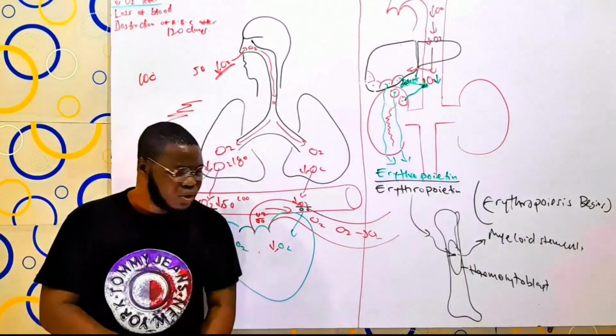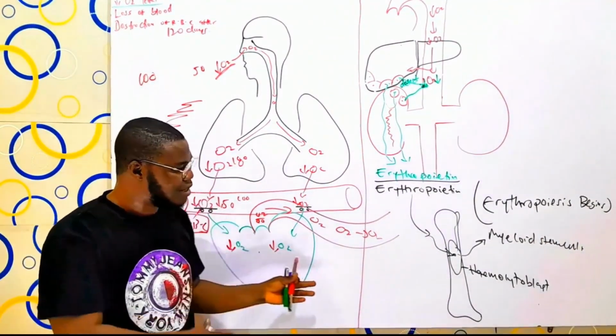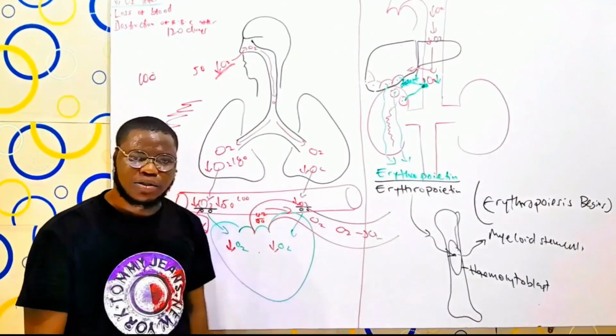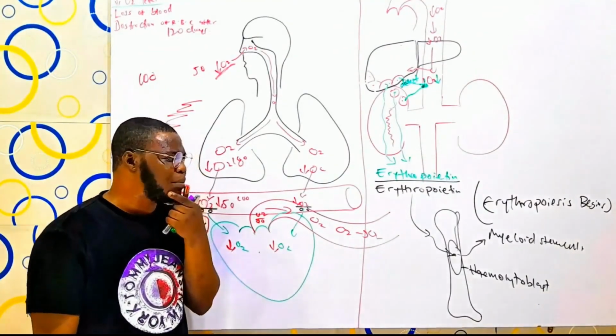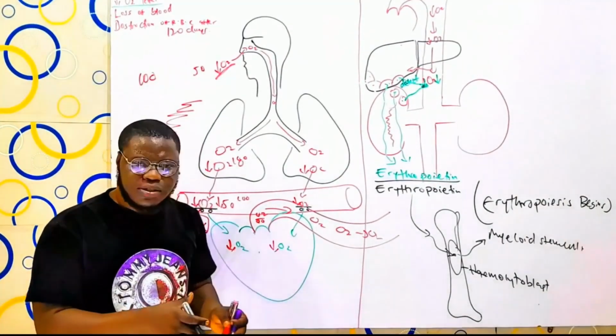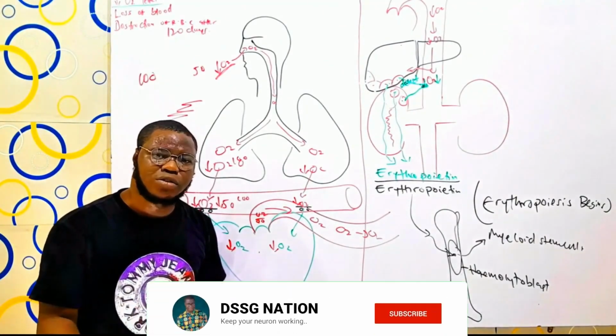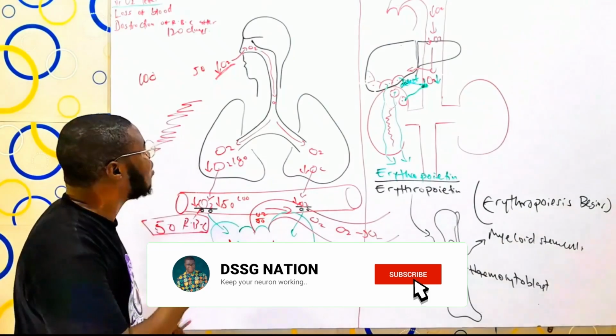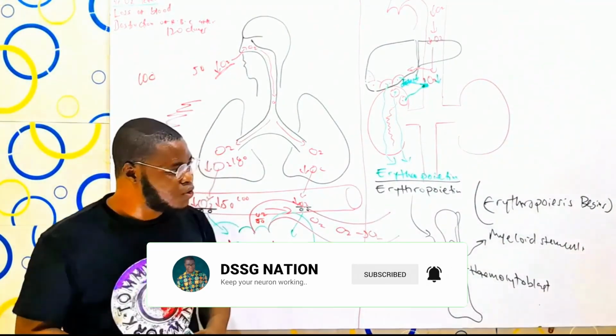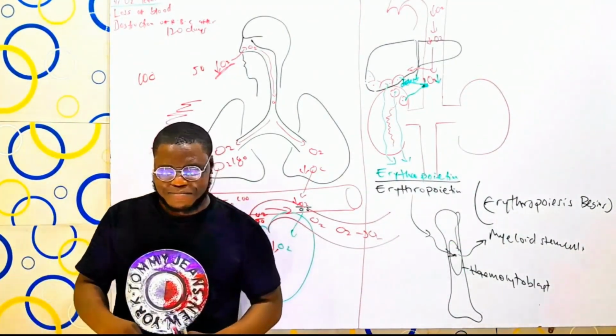Now, what are we supposed to discuss? After talking about the fact that it is stimulated by all these things, the next thing we are meant to talk about are the stages and the what? The stages and the materials needed for erythropoiesis. Now, without wasting time, I'll rub the board and get started with it. So, I'll be right back.